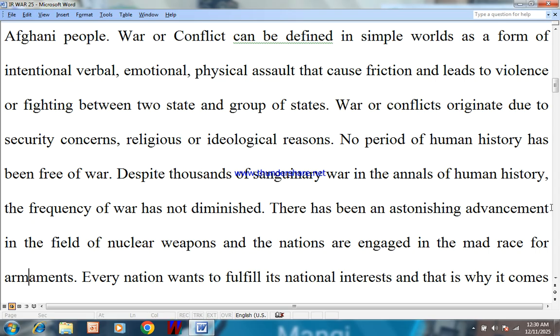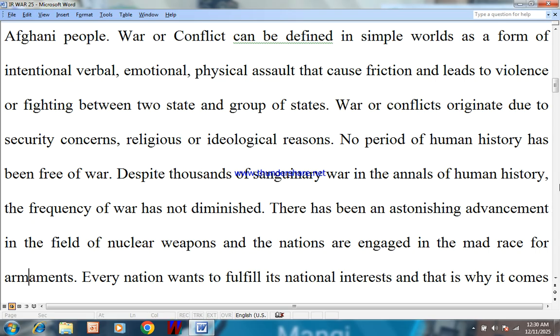No period of human history has been free of war. Despite thousands of sanguinary wars in the annals of human history, the frequency of war has not diminished. There has been an astonishing advancement in the field of nuclear weapons, and the nations are engaged in the mad race for armament.